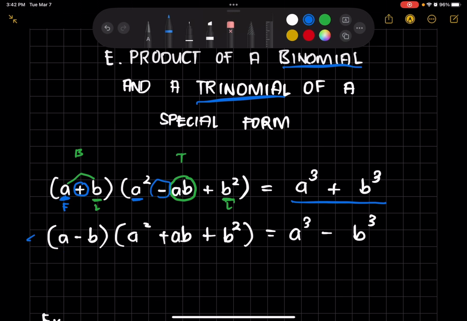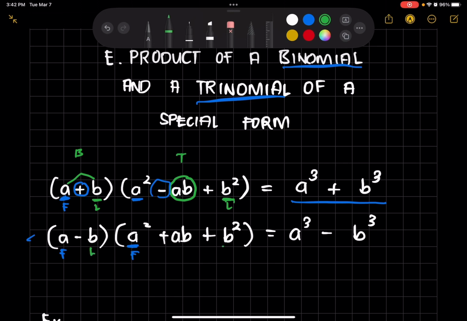Second condition, let's check the first term of the binomial. The first term of the binomial is A. So, dapat the first term ng trinomial natin is the squared ng first term natin in the binomial. So, check na siya doon. Next condition, the third one, the last term in the binomial, kailangan naka-squared siya sa last term ng trinomial.